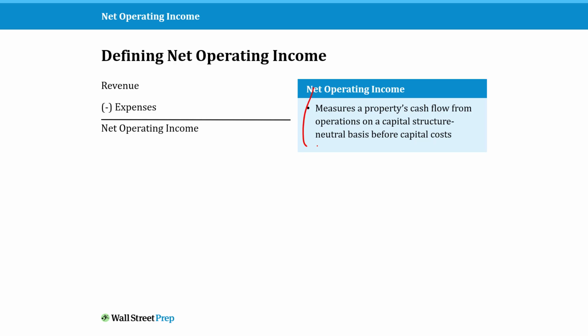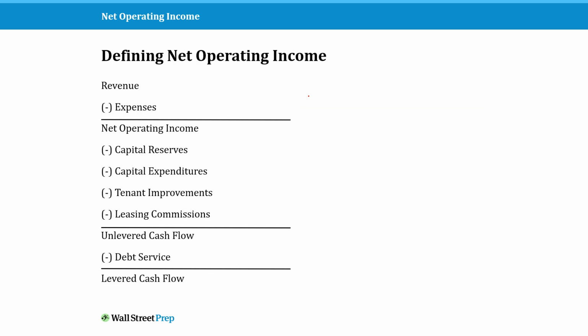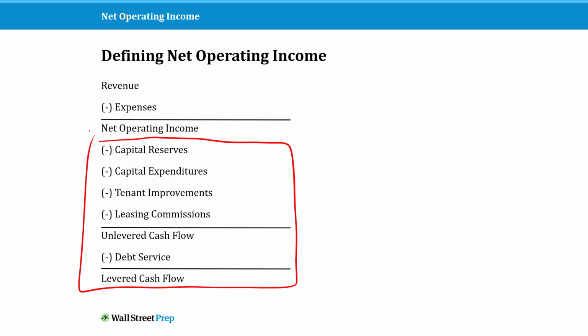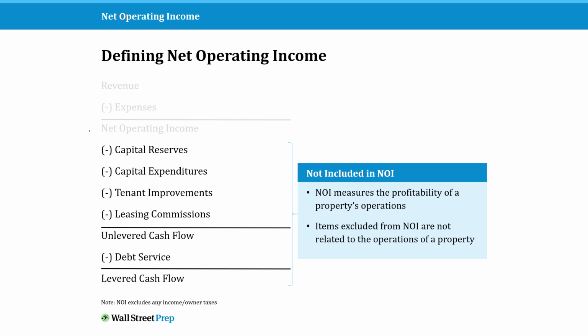And you see we have a really complicated technical definition here. If you're familiar with analyzing companies, NOI is similar to EBITDA in the sense that it ignores financing decisions and income taxes. If you look at the entire cash flow or P&L for a property, you'll see there are a number of costs after NOI, everything below here. These items are excluded because they're unrelated to the property's operations. You have things like capital expenditures, tenant improvements, and leasing commissions if we're talking about a commercial property.